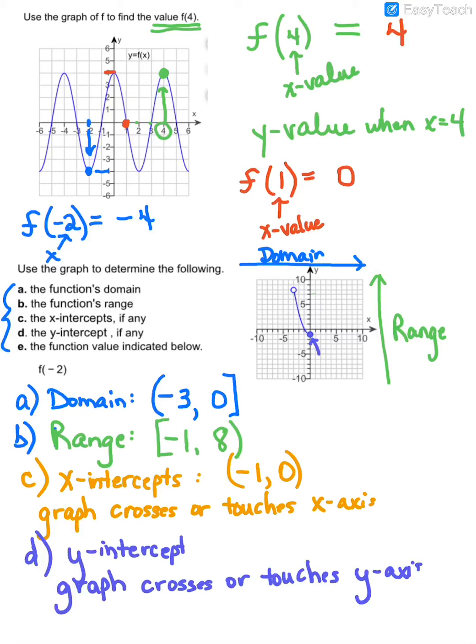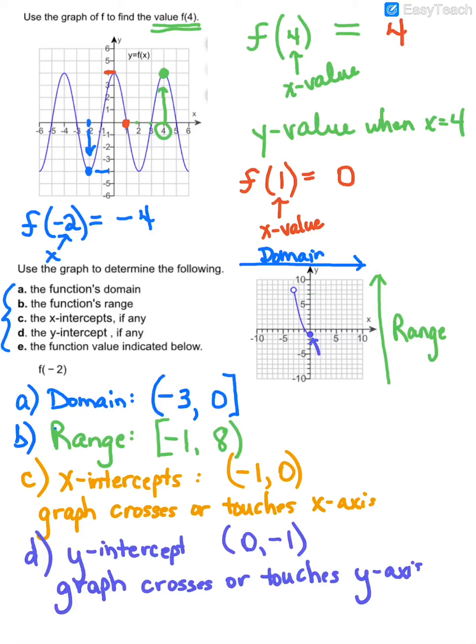And so if they want it as an ordered pair, your x is always 0 when you're talking about a y-intercept. And so the coordinates of that point would be (0, -1). So the y-intercept is at (0, -1).